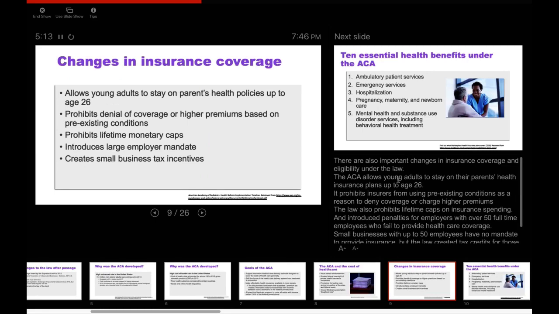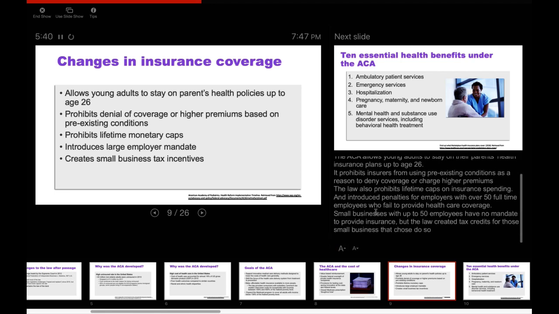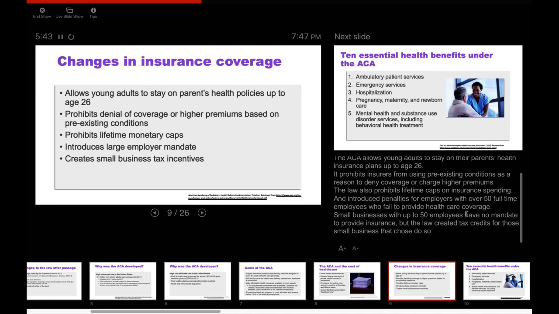There are also important changes in insurance coverage and eligibility under the law. The ACA allows young people to stay on their parents' health insurance plans up to age 26. It prevents insurers from using pre-existing conditions as a reason to deny coverage or charge higher premiums. The law also prohibits lifetime caps on insurance spending and introduces penalties for employers with over 50 full-time employees who fail to provide health care coverage. Small businesses with up to 50 employees have no mandate to provide insurance, but the law created tax credits for those small businesses that choose to do so.